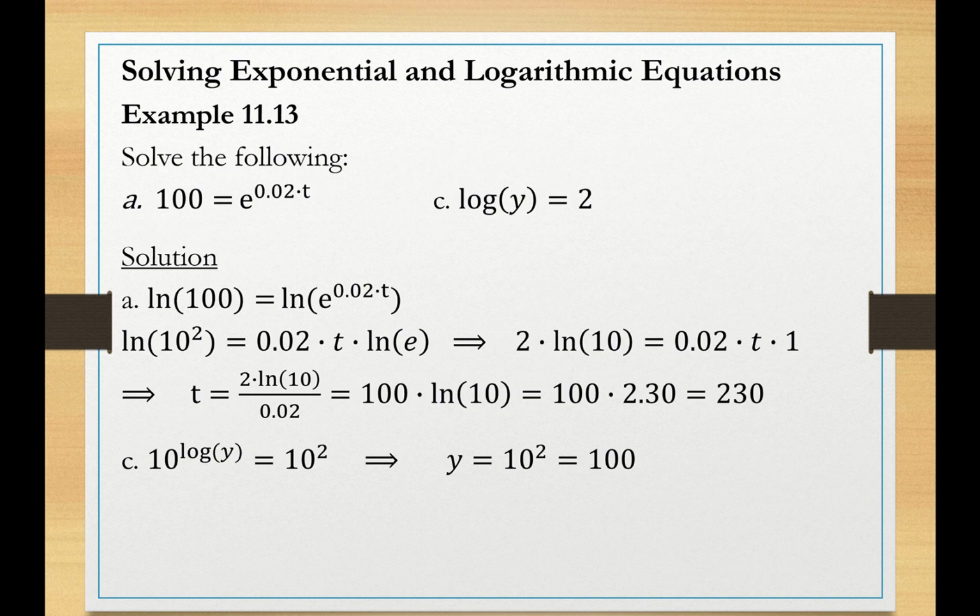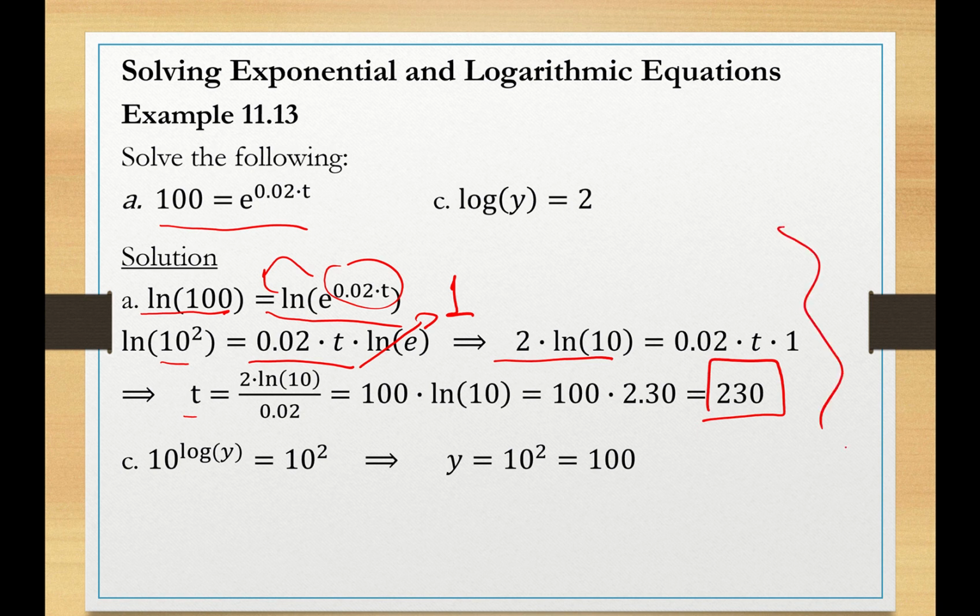Okay, solve the following. Here you have to reorganize your equation first in order to identify the variable t. So first, in order to solve this, take the logarithms of both sides. So ln of 100 is equal to ln of e to the 0.02 times t. Now this is ln of 10 squared, and of course that becomes 2 times ln 10. That becomes a coefficient, right? So that's what I have, ln e is 1. So eventually I solve for t. t is equal to 2 ln 10 over 0.02, and that's equal to 230.